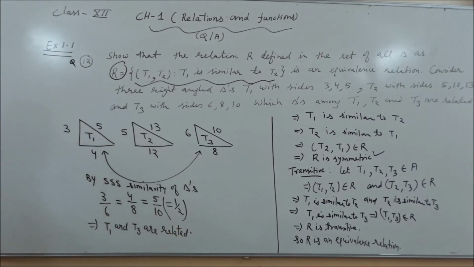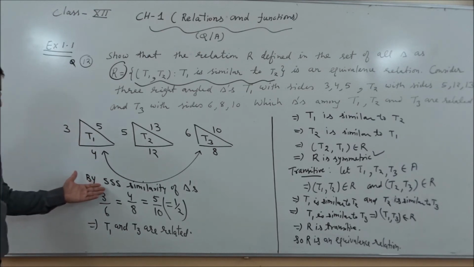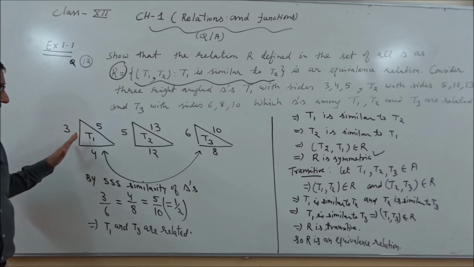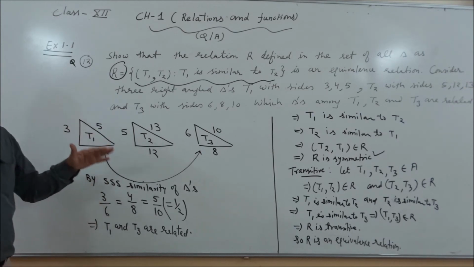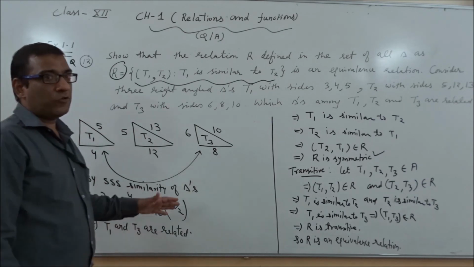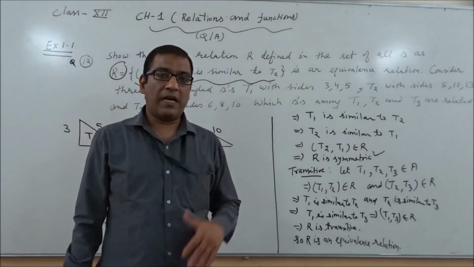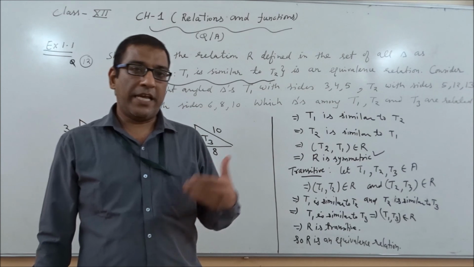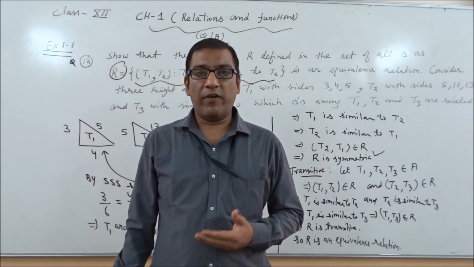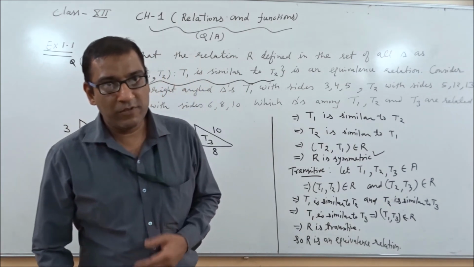So with the help of this procedure, with the help of SSS similarity of triangles, we can easily show which two triangles are related among these three right angle triangles. So I hope with the help of these questions, you will solve the other questions related with equivalence relation and the questions related with exercise 1.1. Thank you very much.